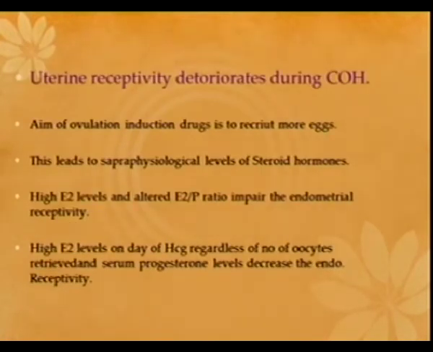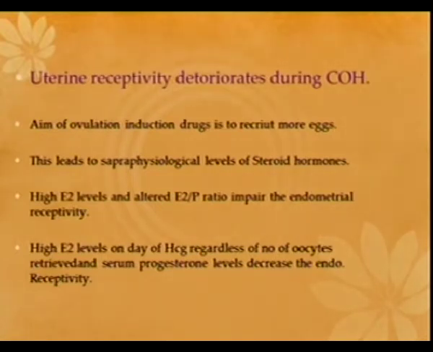We know that receptivity deteriorates during controlled ovarian hyperstimulation because we try to recruit more eggs, which leads to supraphysiological levels of steroid hormones. This altered ratio of estrogen and progesterone will hamper endometrial receptivity, and it also produces high E2 levels on the day of HCG, regardless of the number of oocytes. That will also cause a derangement.